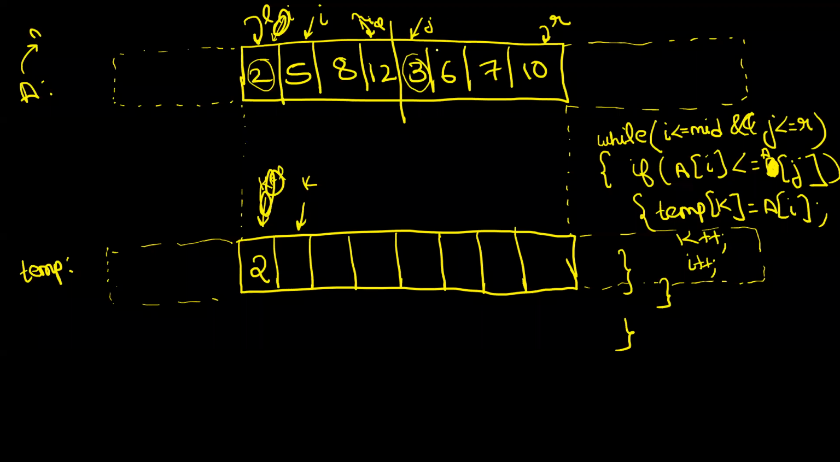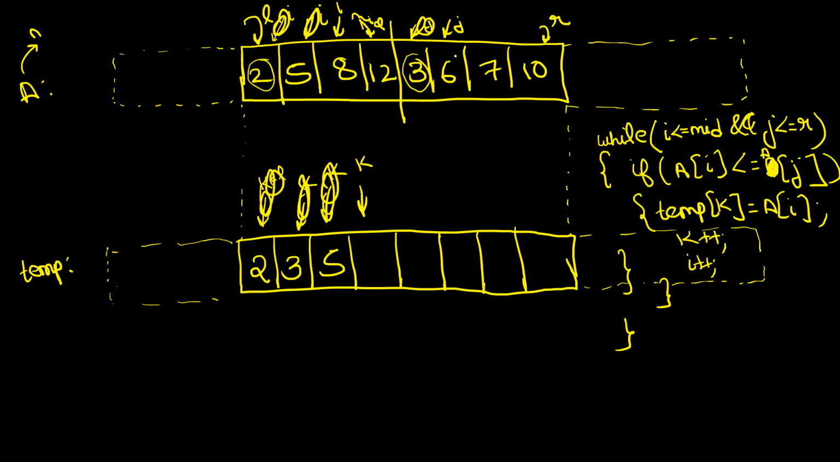Then what I will do? I compare A of I with A of J. Both are valid indexes now. So 5 is less than 6. Write 5 here. Do a K plus plus. Do a I plus plus. Okay. Both I and J are valid indexes, right? Yes. So I compare 8 with 6. 6 is lesser. So take this A of J, right? Write it here. Do a K plus plus and do a J plus plus.